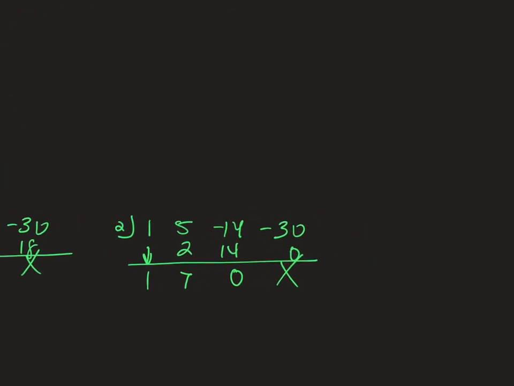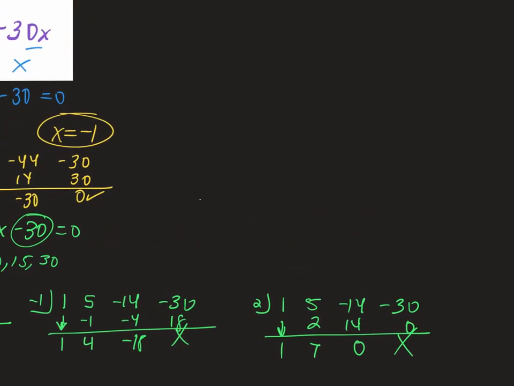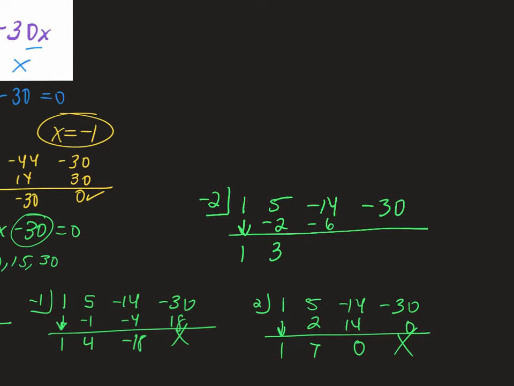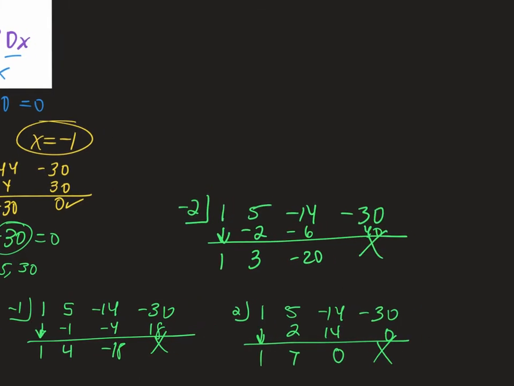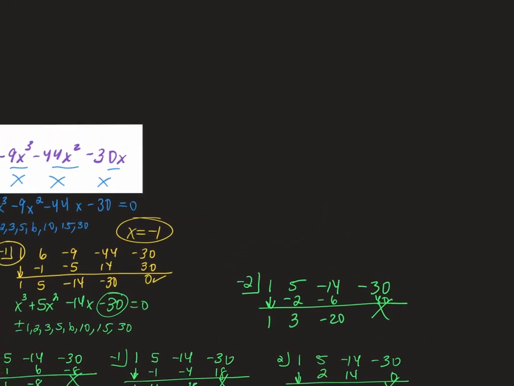All right, let's try negative 2. We'll go up here. 1, 5, negative 14, negative 30. 1 times negative 2 is negative 2. 5 minus 2 is 3. 3 times negative 2, negative 6. Negative 6 and negative 14 is negative 20. Negative 20 and negative 2 is 40. That's not going to work. Okay, let's try 3.